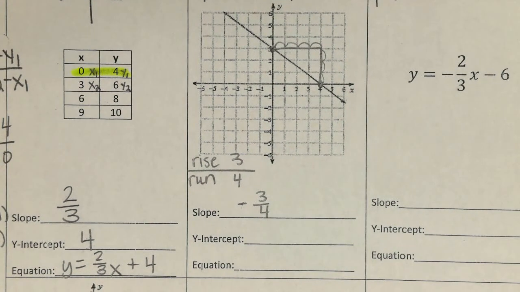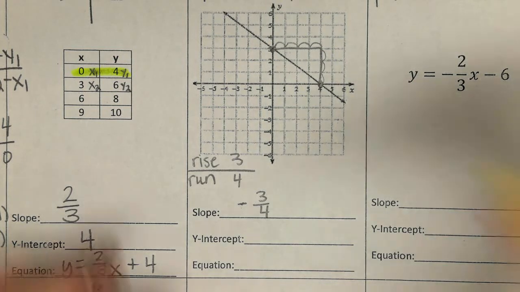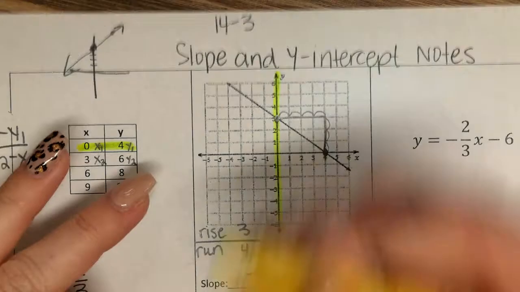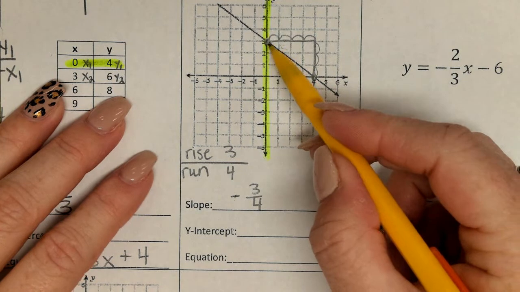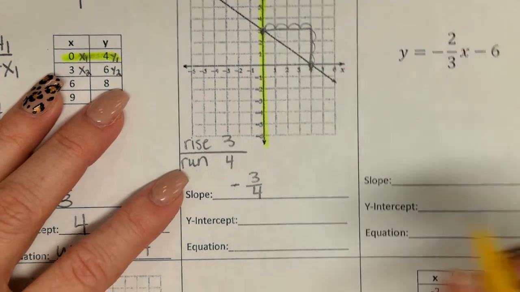Now, who can tell me how to find the y-intercept on a graph? It's where the line does what? Touches the y-axis. So here is the y-axis. Where did that line touch the y-axis at? At positive 3.